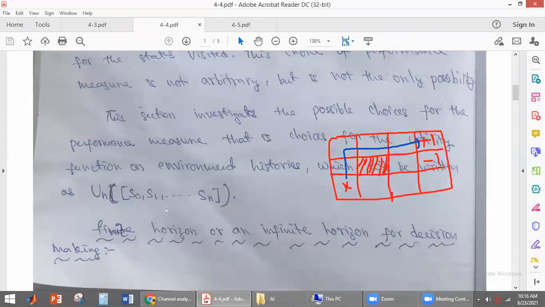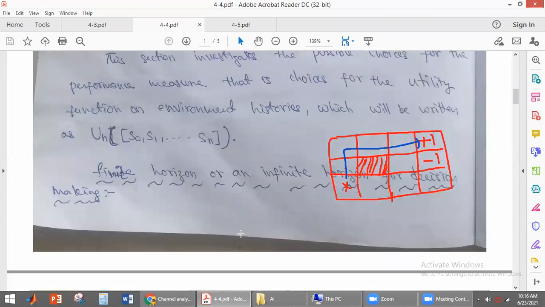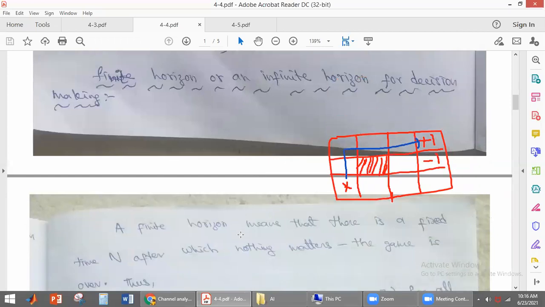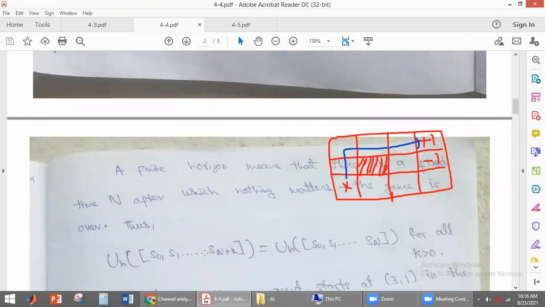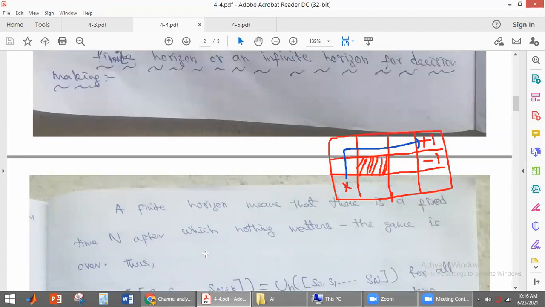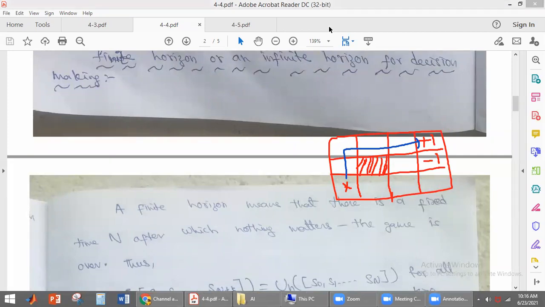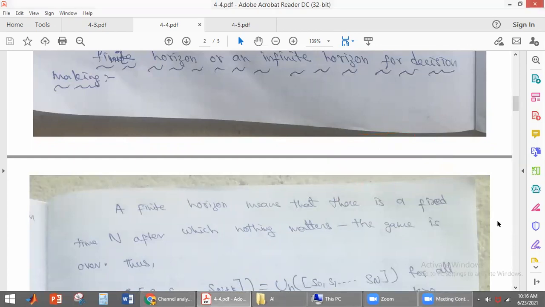Now we'll discuss what finite horizon and infinite horizon mean for decision making. What is finite horizon? Here there is a fixed time interval, and within that number of time steps the agent has to reach the terminal state. If the agent is not able to reach the terminal state within this fixed time limit, then the game is over and nothing will be considered. If it is not able to reach the terminal state in the given time steps, the game is over.